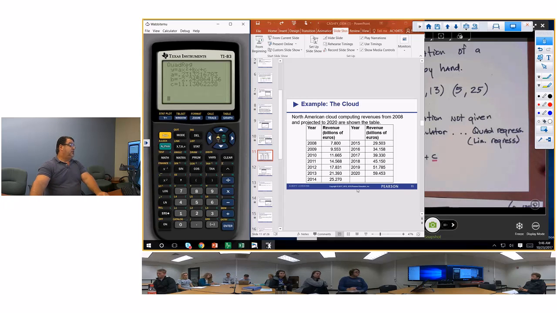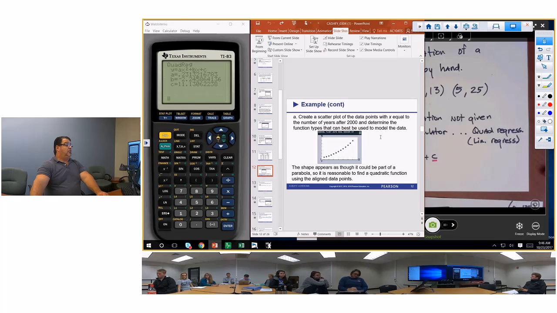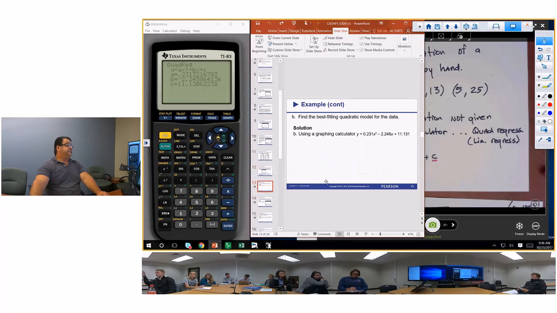Now, that's what they did here. They graphed it. And, okay, I have a nonlinear. So, therefore, it's a quadratic. They get 0.231 minus 0.246 plus 11.13.